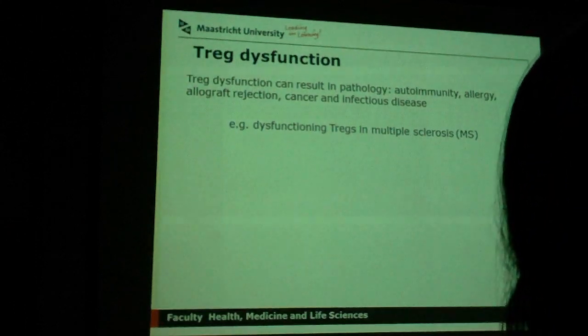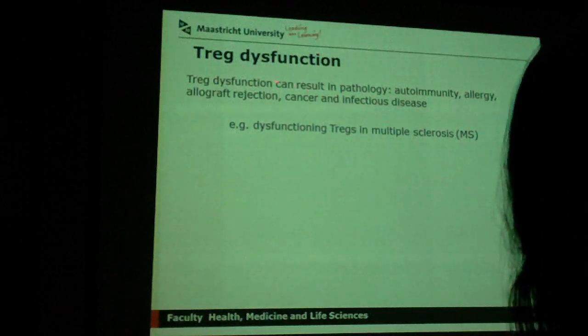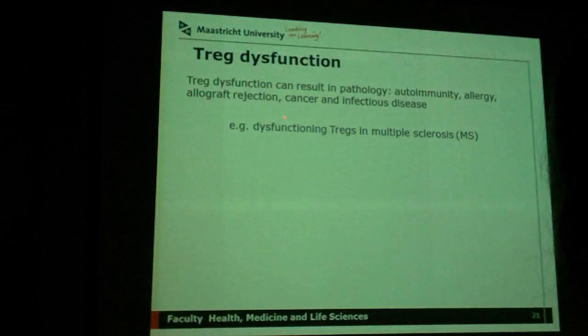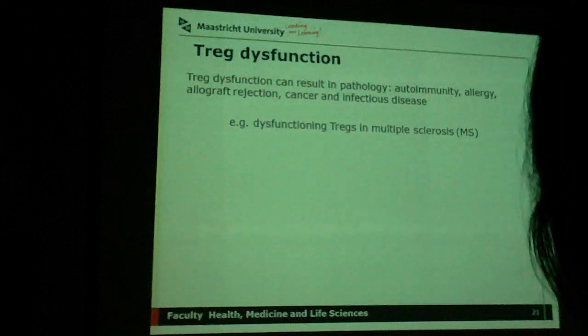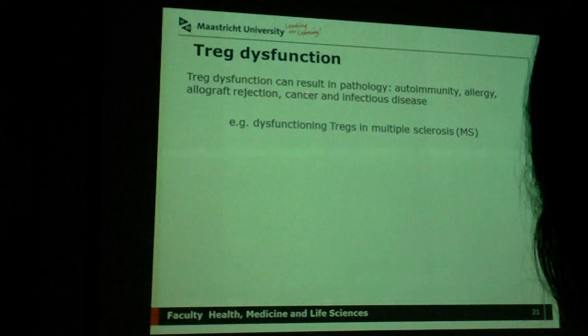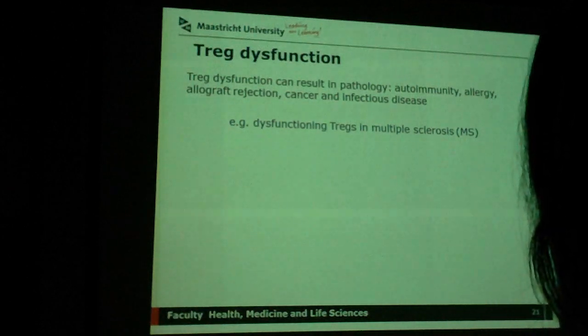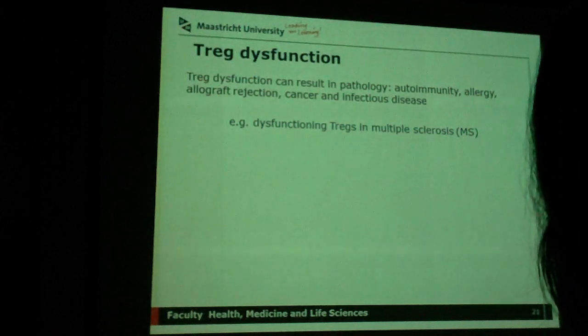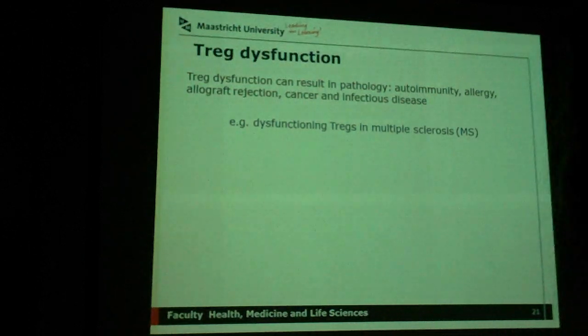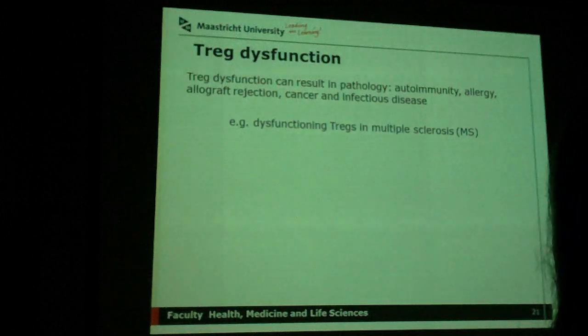And of course, if Tregs function too well, you can get cancer, for example. You don't get the response you need to combat tumor cells. So you can have a Treg which doesn't do its job. It doesn't suppress as much as it should do, and that can result in autoimmunity and allergy. But if the Treg functions too well, this can result in allogeneic rejection and cancer.